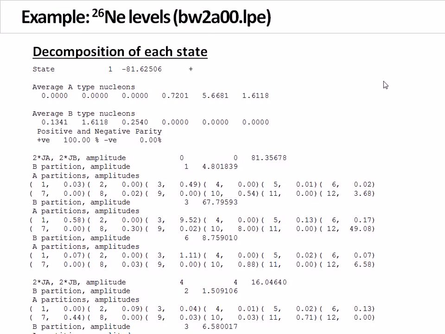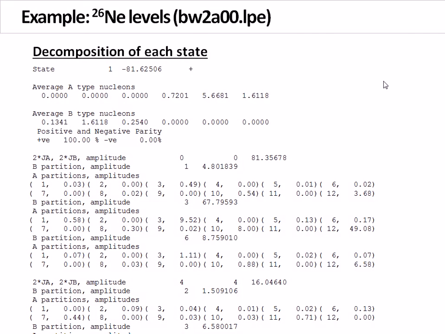But then you have a decomposition of this 16% into all the different partitions that contribute. So again, we've got a partition here. This is the proton configuration number 2, contributing at 1.5%, and then it's decomposed in terms of all the neutron configurations and so on. So these LPE files are a bit intimidating at first because it looks like a whole bunch of numbers. And they do get more complicated for non-zero spin states.